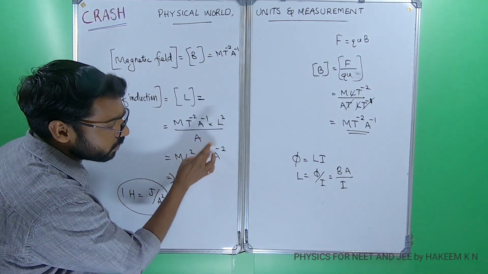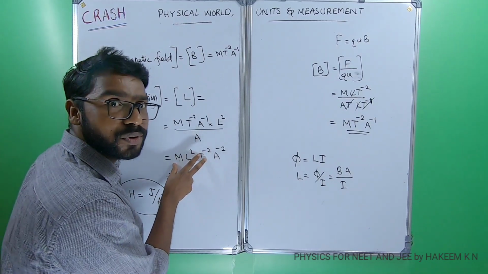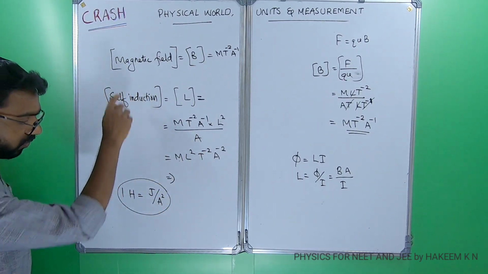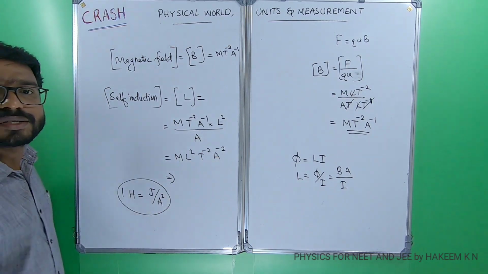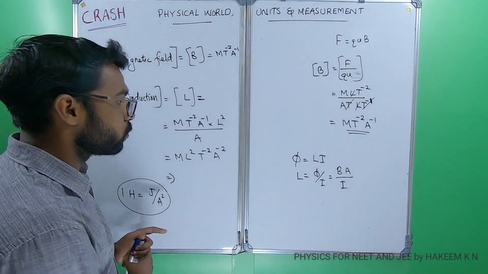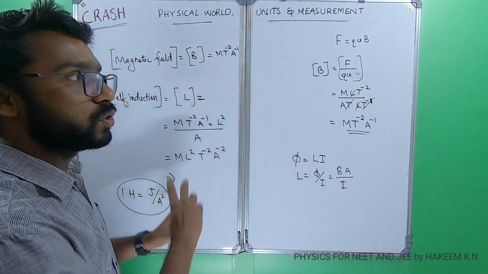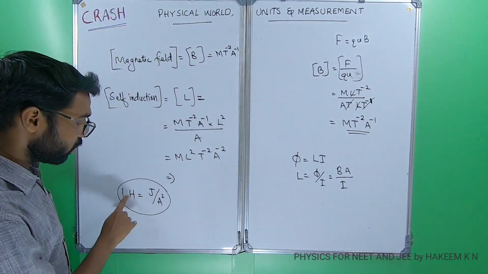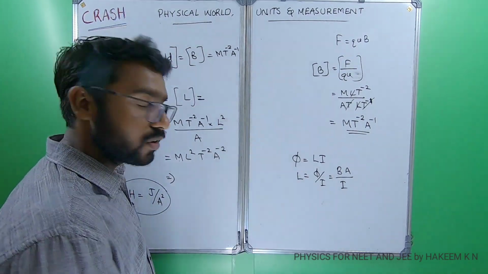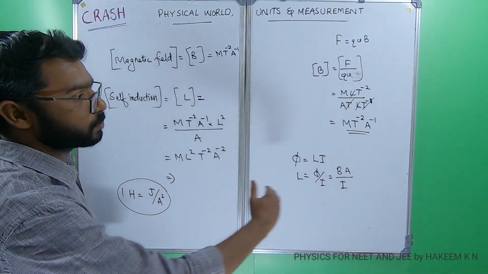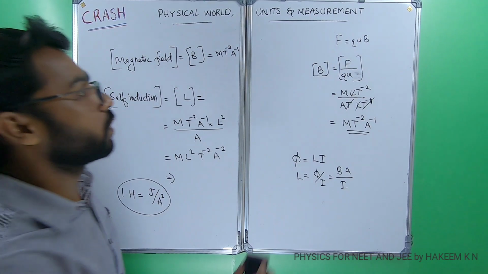ML square T power minus 2 is the dimensional formula of energy, work. That is joule, its unit is joule. Self-induction unit is Henry. So we can say 1 Henry equals joule per ampere square. So from the dimensional formula we can find the relation between units too. And joule is Newton meter. We can expand it like that too. Okay, and one more example.